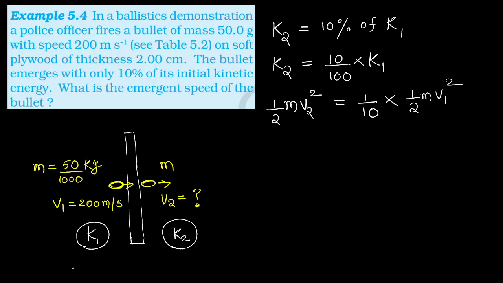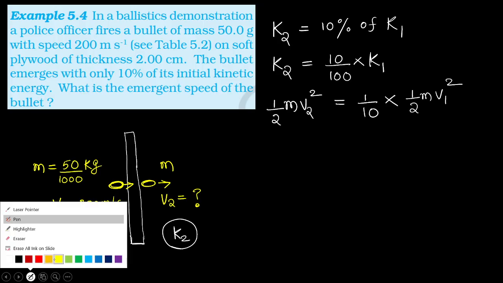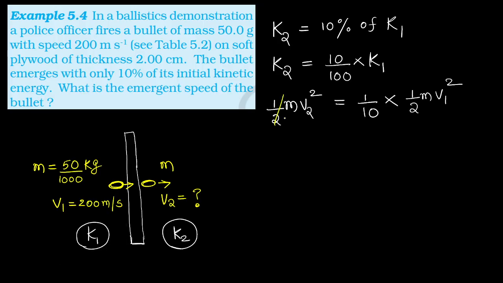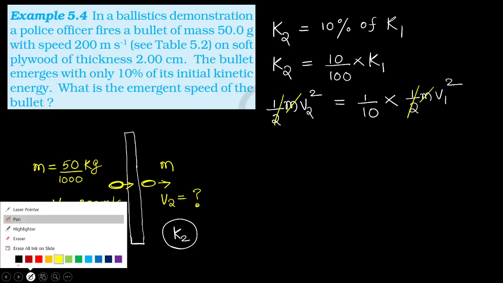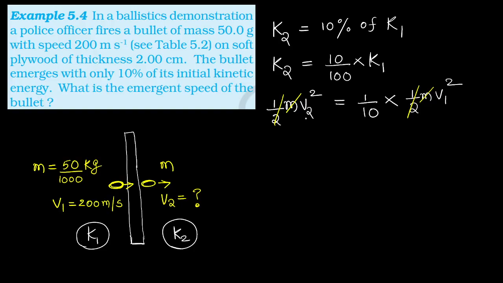Can I cancel any term? Look here, 1 by 2 and 1 by 2 cancel on the left side and right side. M cancels on the left side and right side. If you see the same number on the left and right, I can cancel. So only V2 square remains on the left side, and the right side is 1 by 10 into V1 square. Other terms are cancelled.